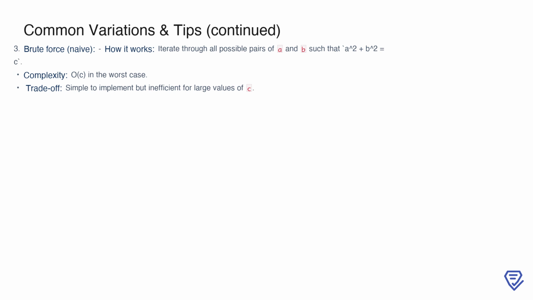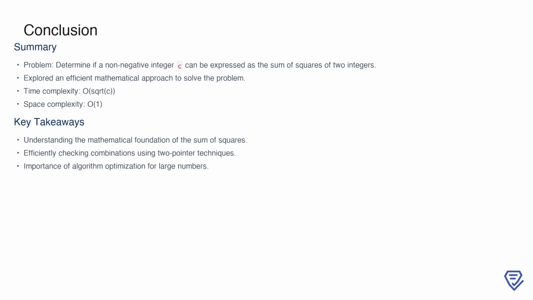In this method, you iterate through all possible pairs of a and b such that a squared plus b squared equals c. While this approach has a worst-case complexity of O(c), it can be useful for testing or for smaller values of c. However, for larger inputs, it quickly becomes impractical due to the sheer number of computations required. Despite its inefficiency, brute force can serve as a baseline solution, helping you verify the correctness of more optimized approaches. By understanding its trade-offs, you can better appreciate the need for more advanced techniques like limiting the search space or utilizing mathematical insights. Great job!